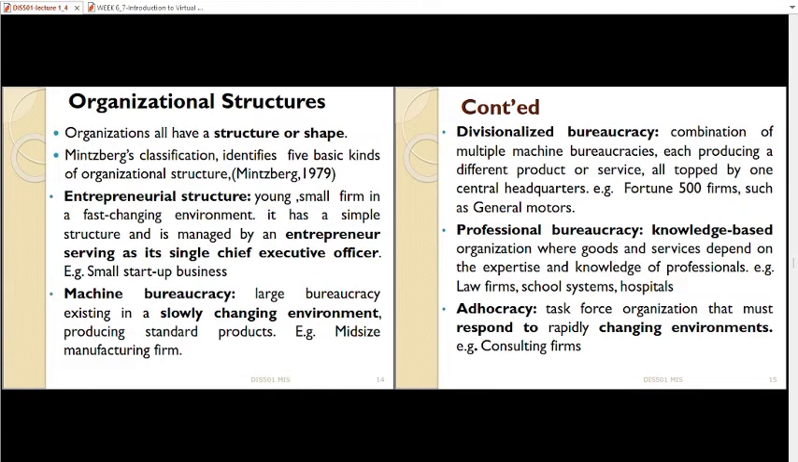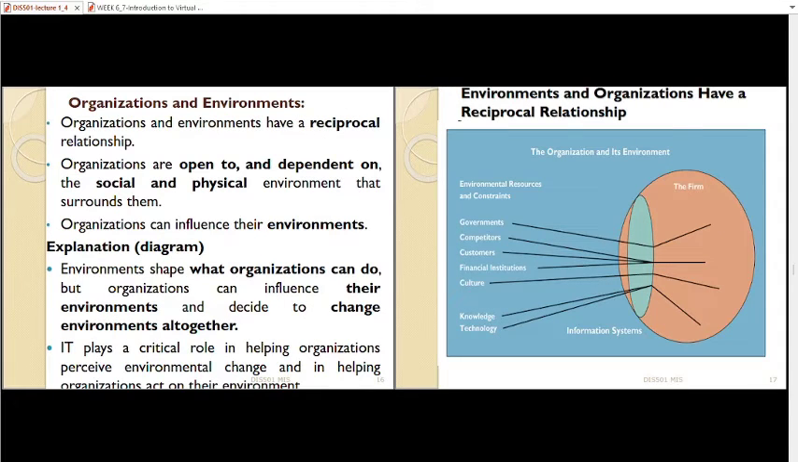Now, we do have what we refer to as environments and organizations having a reciprocal relationship, because an organization, again, is a form of a system, based on different components that are working together towards a common goal. And it is an open system, and therefore it will influence the environment, and it will also be influenced by the environment. Like, we can have government policies that would influence how that company is run.